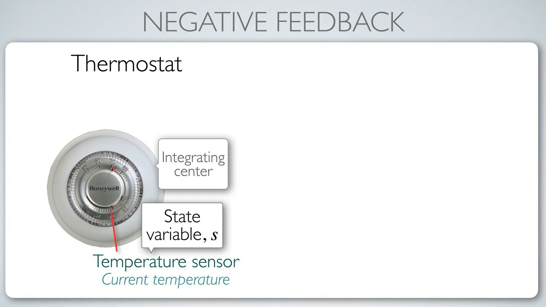And the thermostat itself is making computations in order to control a furnace that serves to maintain the temperature around a comfortable target. And that target is known as the set point. So that's what you dial in on the thermostat. That's your desired temperature in this case. But of course, we're just using temperature as an illustration for control in general. Set point, state variable, and integrating center are all generic terms that we would apply to a variety of physiological control systems.